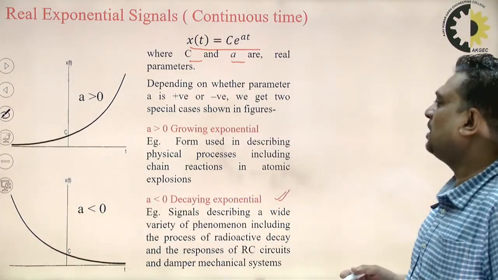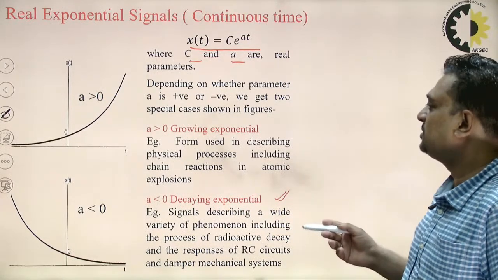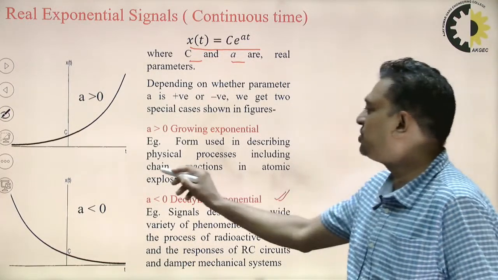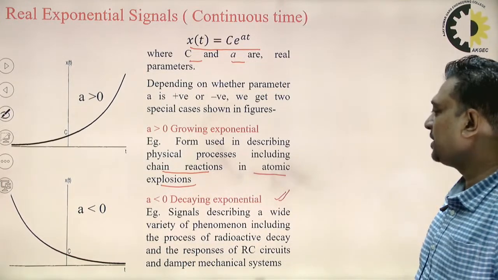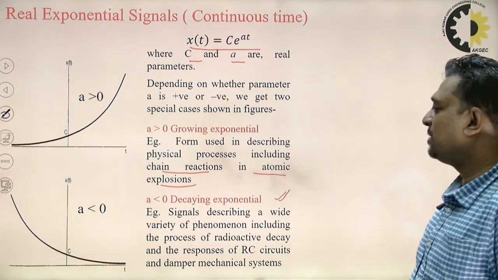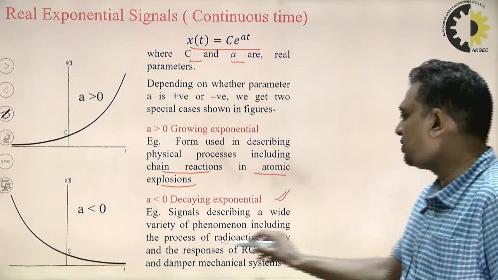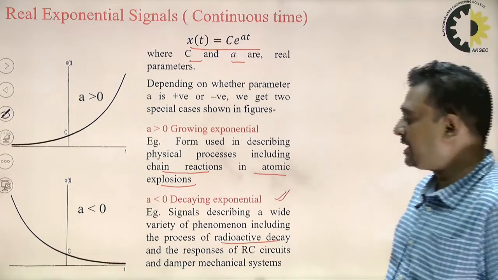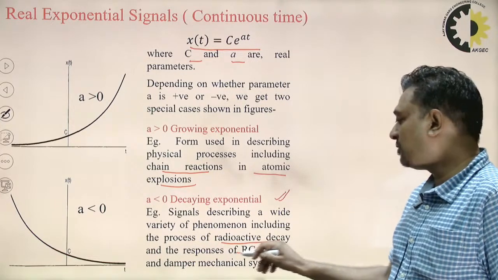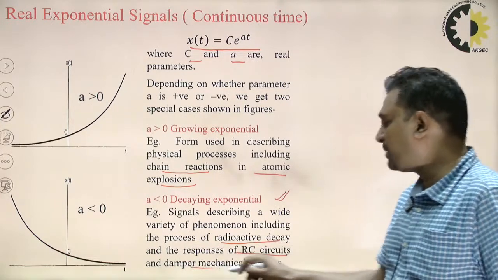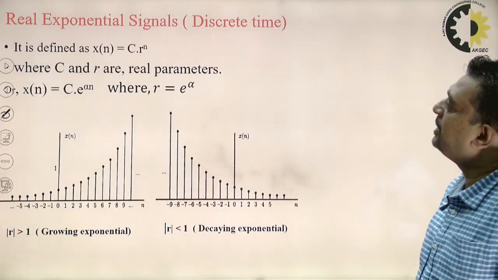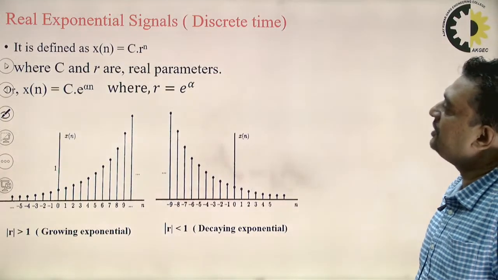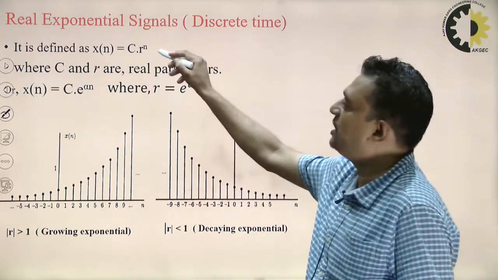So examples where we can use growing exponential functions are chain reactions in atomic explosions, and examples of decaying exponentials are signals describing a wide variety of phenomena, including the process of radioactive decay. So in the case of radioactive decay, or the response of an RC circuit and damped mechanical systems, we have this type of signal.